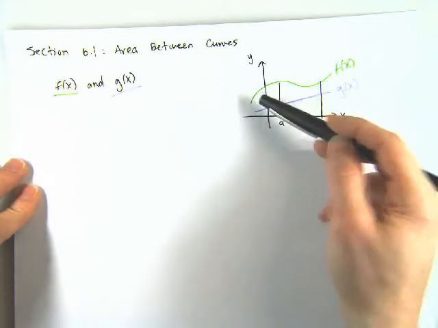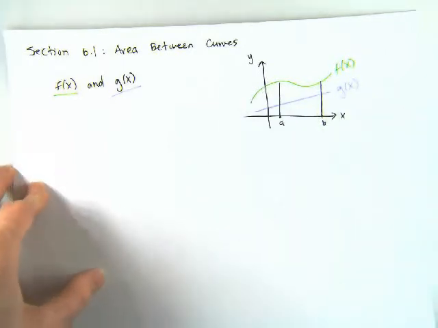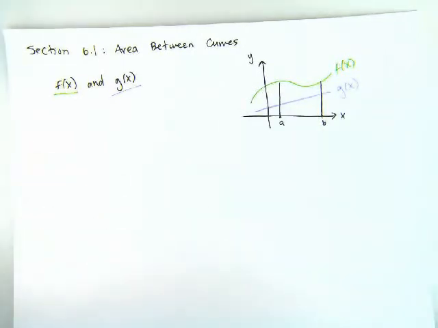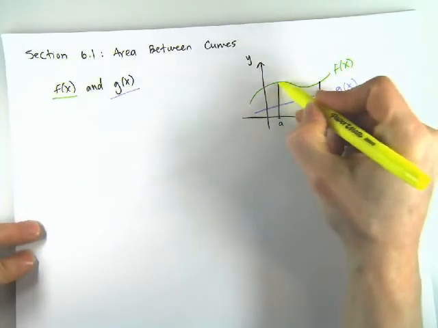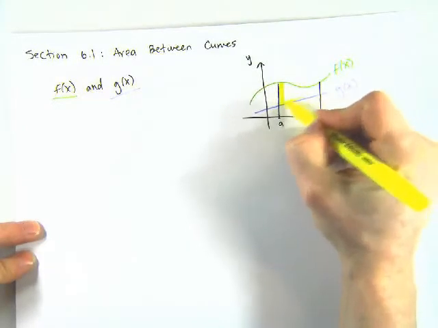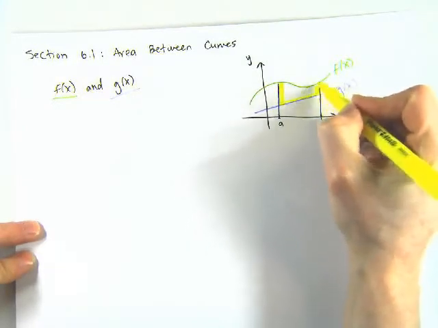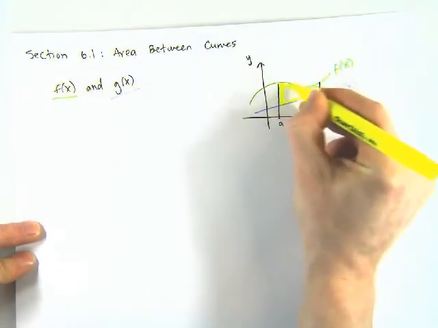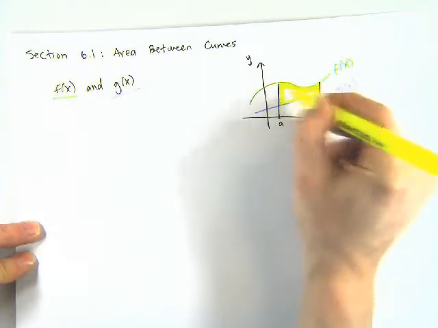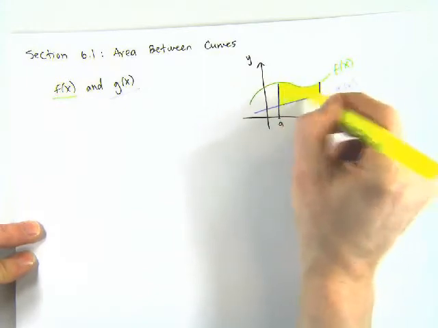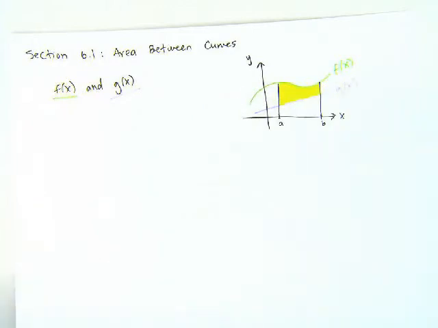Okay, so I want the area between f and g. So that would be, I need a good color. Let me grab, oh, I have a highlighter. Okay, so that would be this region right here. This is the region that lies between f and g. That is, it lies under f, but it lies above g. Okay, so we have the region in mind. This is the region between f and g.